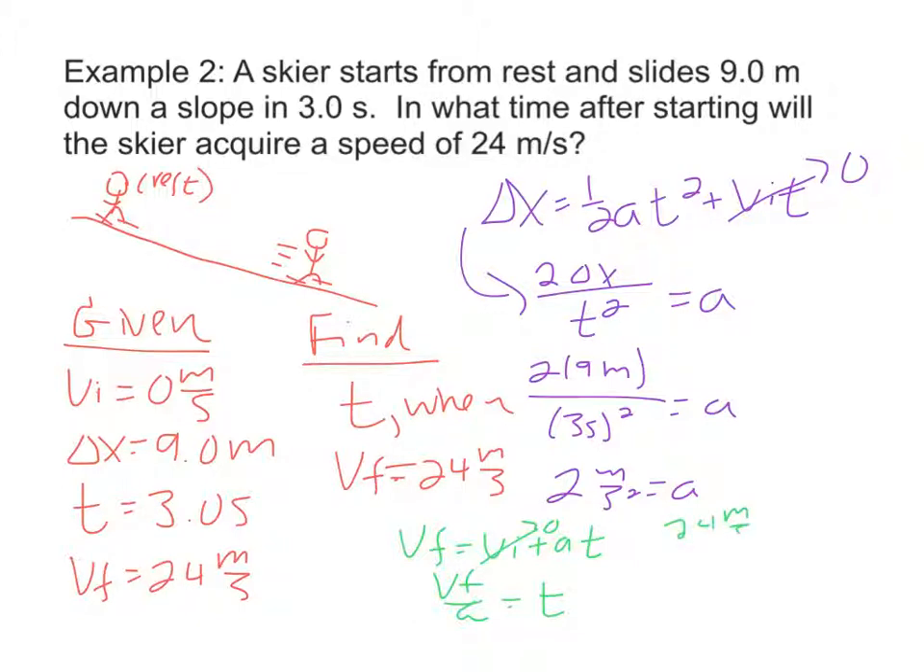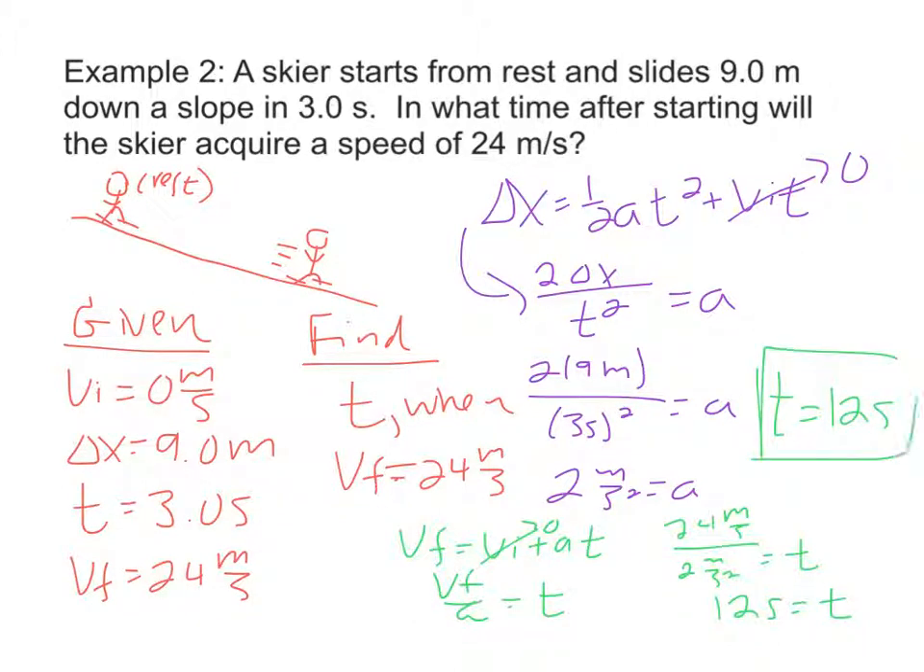24 meters per second divided by 2 meters per second squared equals my time. 24 divided by 2 is an even 12 seconds. And this is 2 sig figs, so there's no rounding to do. My time to get to 24 meters per second is 12 seconds.